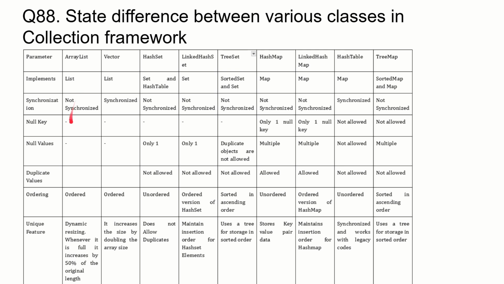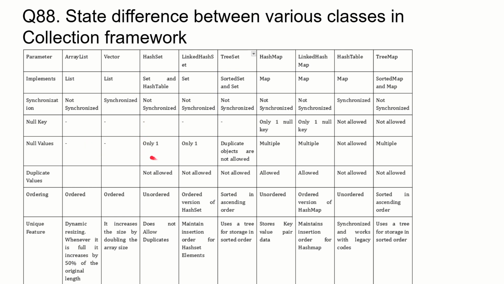Null key. Since we do not have the key-value pair concept in ArrayList and Vector, it is not applicable here. But in HashMap, only one null key is allowed because there cannot be the same key, and if we try to add one more null key, it will basically be a duplicate. LinkedHashMap again allows only one null key. In Hashtable, no null keys are allowed. In TreeMap, no null keys are allowed. Null values: it is not applicable for ArrayList and Vector.